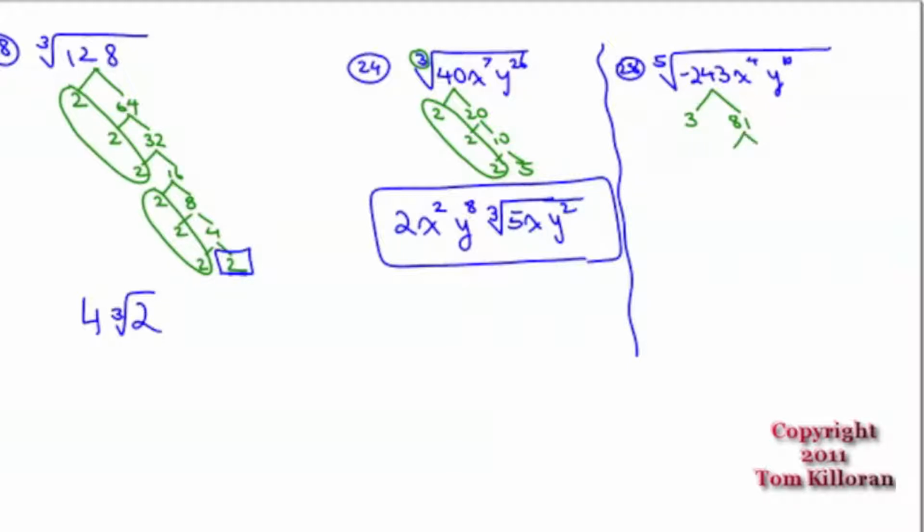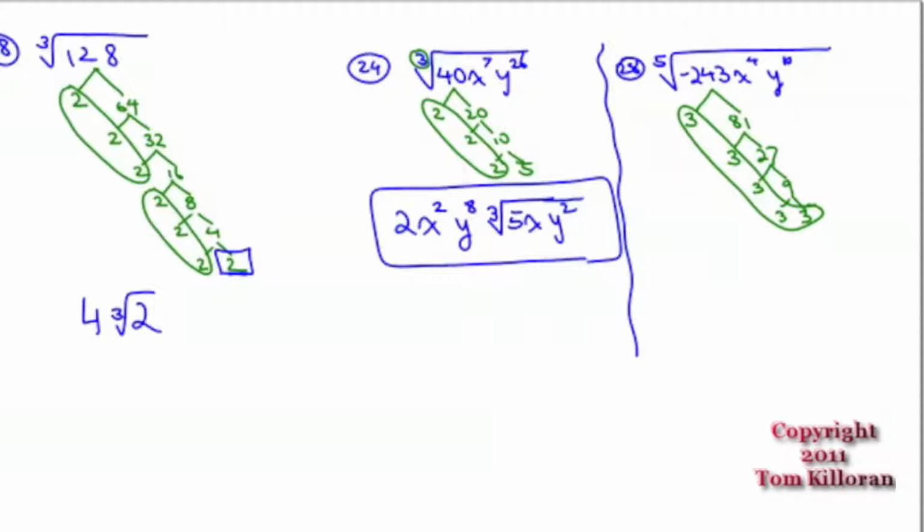81, 3 goes into 81 how many times? I know it goes into 81 because 8 plus 1 is 9. It goes in 27 times. 3 goes into 27? 9. And then 9, of course, is 3 and 3. I'm looking for 5 factors, and I found 5. Don't forget him down here. He counts, too. So all along this little L shape is 5 factors of 3.